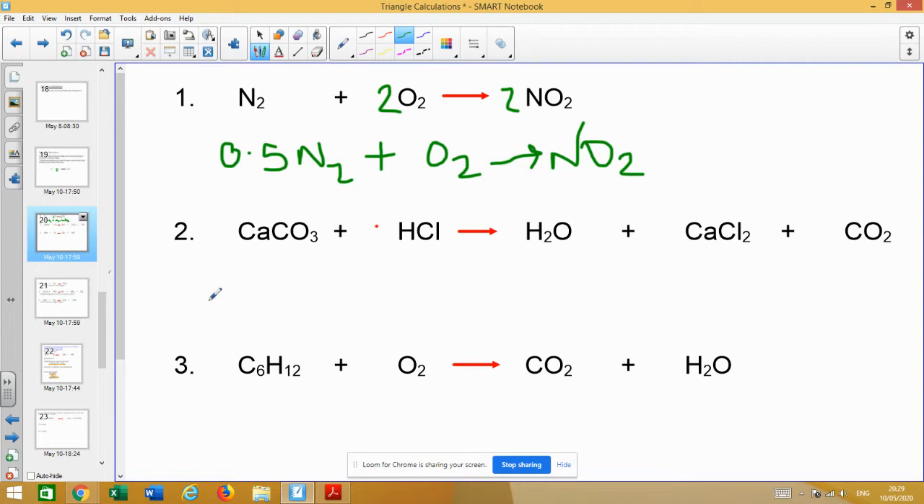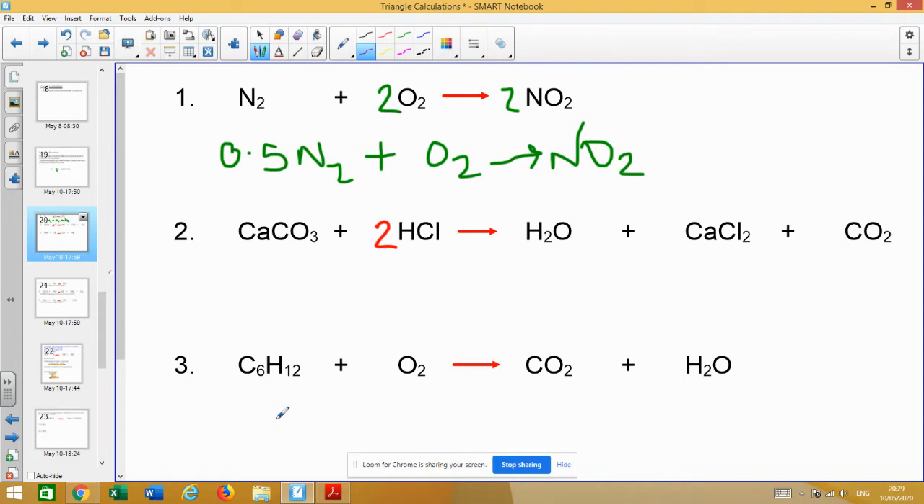So for our second example, you've got calcium carbonate reacting with hydrochloric acid in a neutralisation reaction to form water, calcium chloride and carbon dioxide. The calciums are balanced, 1 on either side, the carbons are balanced, 1 on either side, the oxygens are balanced, 3 here, 1, 2, 3 here. The only thing that's not balanced is the hydrogen chloride. So hydrogen, 1 here, 2 here, chlorine, 1 here, 2 here. So all we need to do is put a 2 in front of that.